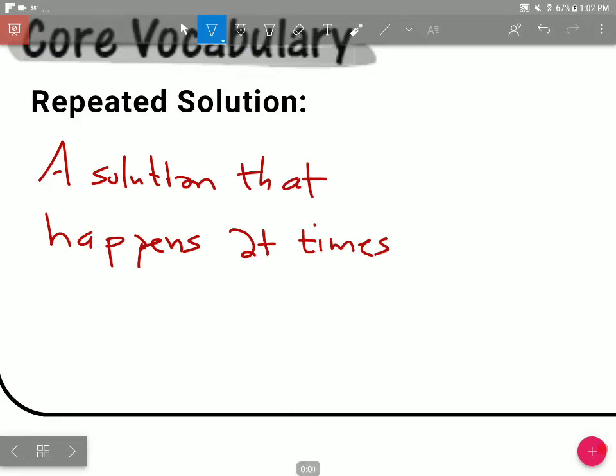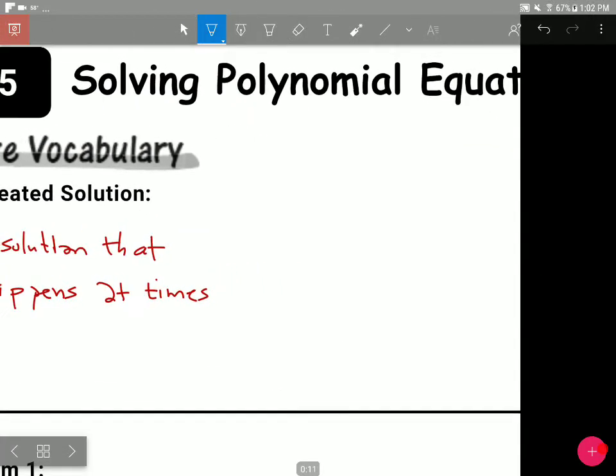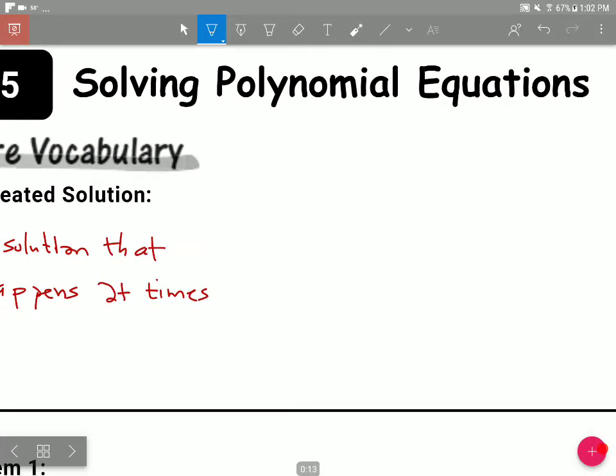5.5, this is a repeated solution. It's a solution that happens 2 or more times. So you already kind of expected that to happen, like if you get x equals 2 twice. And we'll show you an example of that in a minute. The more important part is, what does this do with the graph? Like if you have a single root versus a double root.